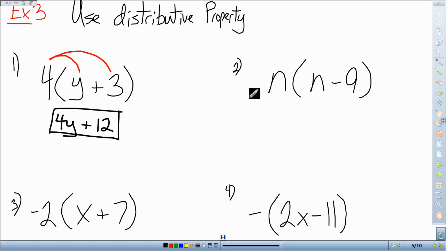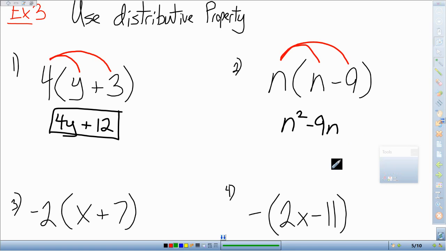Okay, take a look at number 2. Same idea, but we have a variable on the outside. That's okay. We're still going to distribute it, multiply it by all of the terms in the parentheses. N times n is n squared. And n times negative 9, we would flip-flop it and write it as negative 9n. Okay, which, by the way, if you multiplied n times negative 9, you wouldn't want to write it as like negative n9. Okay, that's kind of weird. We usually write the number and then the variable when it comes to terms.